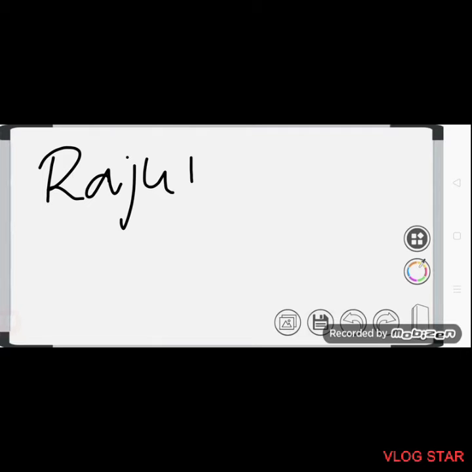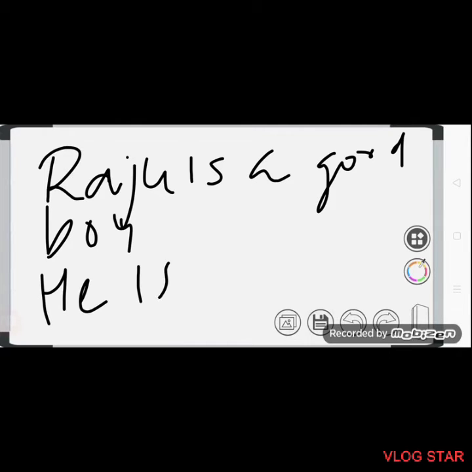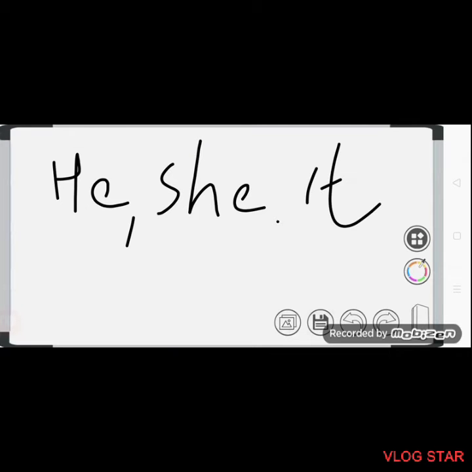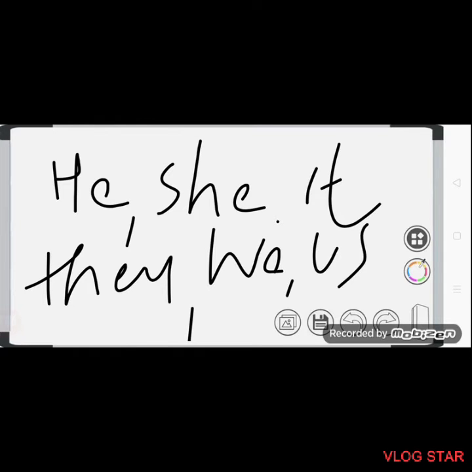Second one, Raju is a good boy. He is always smart. So he is the pronoun here. Examples of pronouns are he, she, it. These are some pronouns. They, we, us.